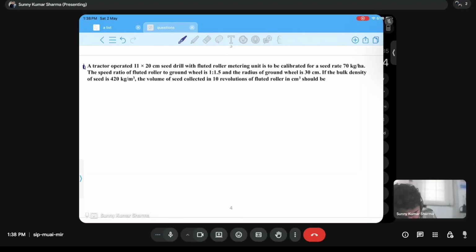So the question is: a tractor operated 11 into 20 centimeter seed drill with fluted roller metering unit is to be calibrated for a seed rate of 70 kg per hectare. The speed ratio of fluted roller to ground wheel is 1 to 1.5 and the radius of the ground wheel is 30 centimeter. If the bulk density of seed is 420 kg per meter cube, the volume of seed collected in 10 revolutions of the fluted roller, in centimeter cube, should be.